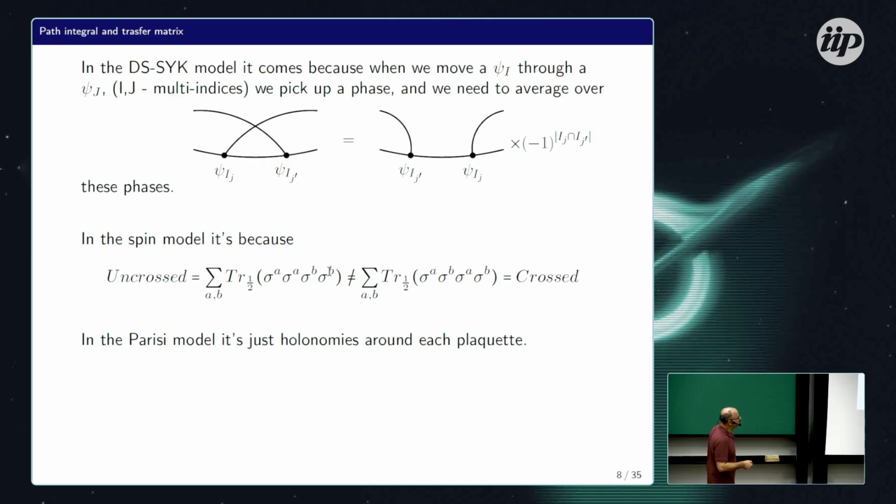In the Parisi model, it's really the simplest because a chord means that you've gone in some direction to the other dot, which basically means that if you have a chord and then another chord, then you've gone a direction, gone back, gone in another direction, come back, so you don't pick up any of the holonomies. But if they are crossed, then you pick up the holonomy of the plaquette. So the Parisi model is somehow the most straightforward to see this picture.